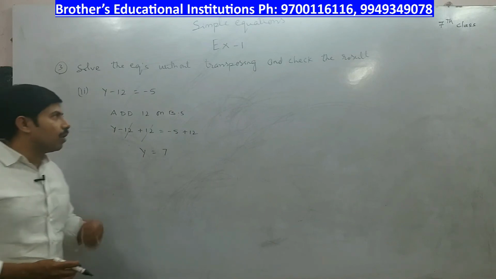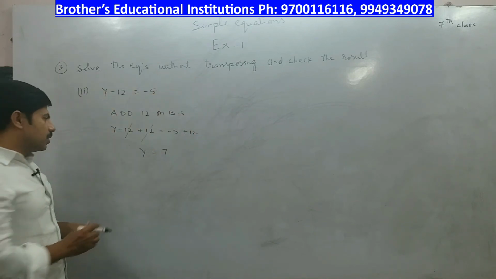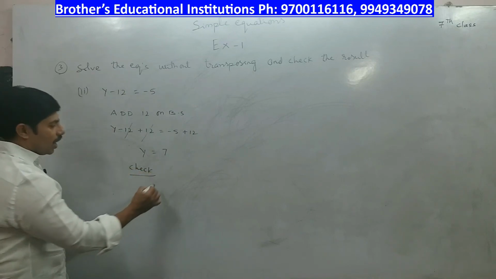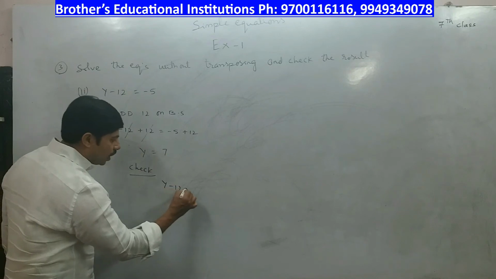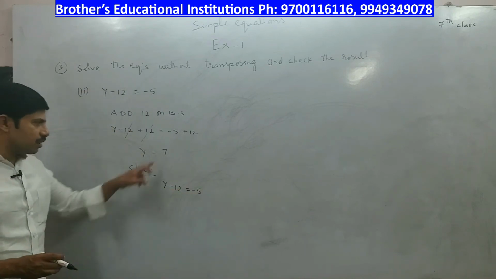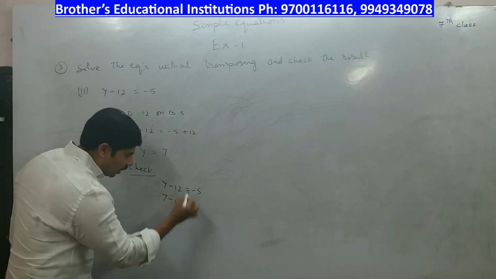After getting this y, what do we have to do? By the transposing method, we got the y value. Now we have to check the result. In order to check this result, I will write y minus 12 is equal to minus 5. Instead of y, I will substitute 7. So I will do 7 minus 12.